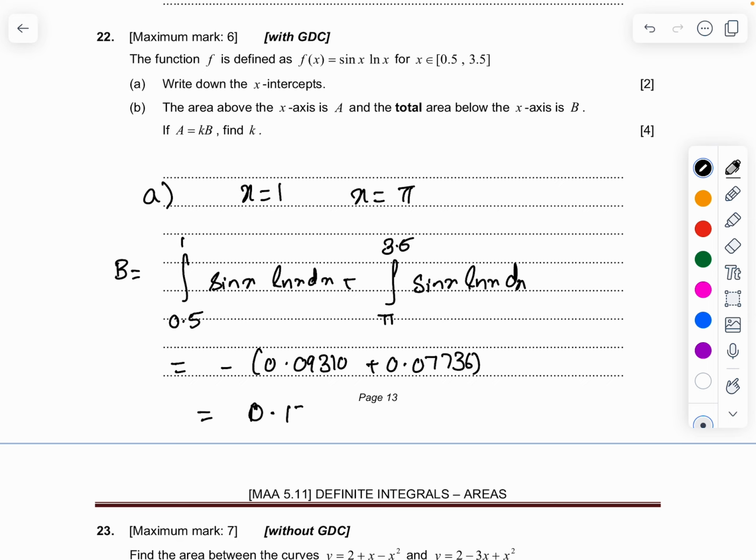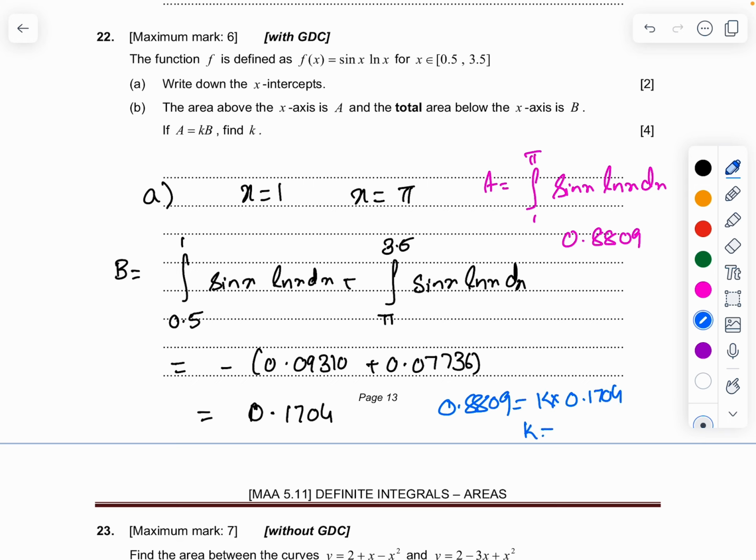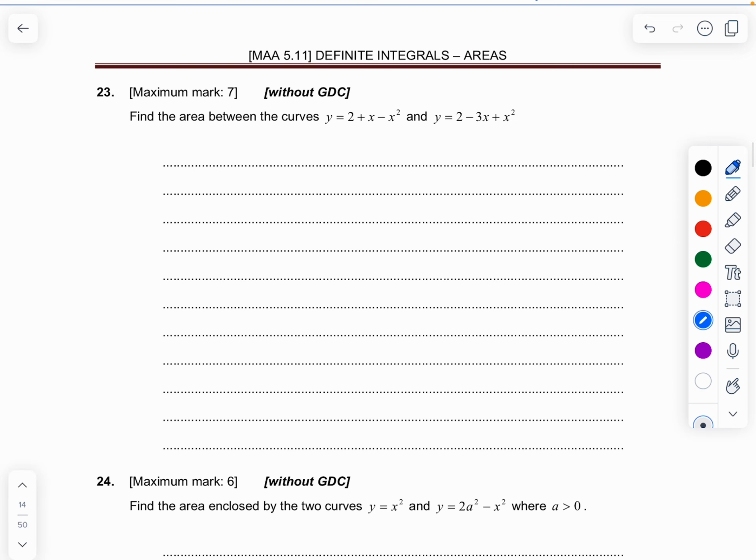Now for a, it will be 1 to pi, 1 to pi sin x ln x dx. Simplify that or use the calculator, you should be getting 0.8809. Now 0.8809 equals to k times of 0.1704. So from here k value will be 5.17.